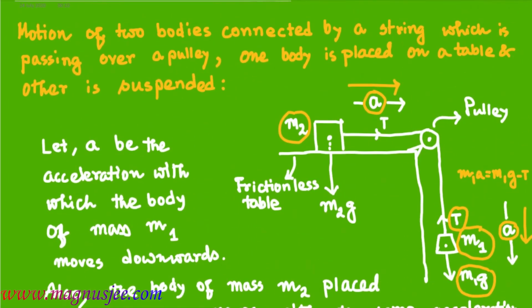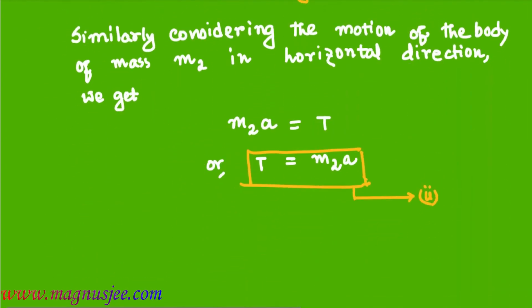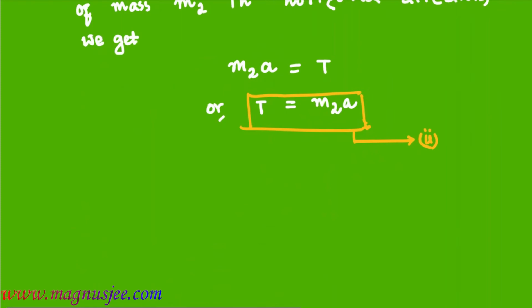So for the body of mass m2, m2 is moving with an acceleration a in horizontal direction towards the pulley under the action of the tension T acting in the string. Therefore, net horizontal force acting on the body of mass m2 is m2 into a. That will be equal to only T, because there is no force acting in the opposite direction of motion of the body of mass m2. Only tension T is acting towards right. Hence, T is equal to m2 into a.